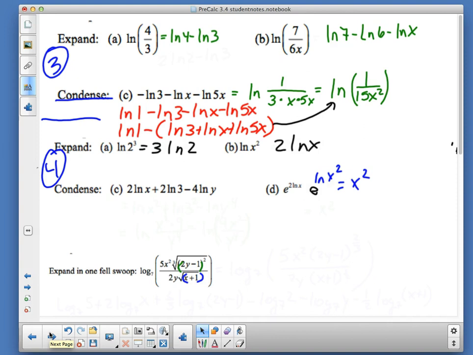Now, these are great questions for a non-calculator type situation because, you know, you don't need one. You just condense, you expand to get them done.